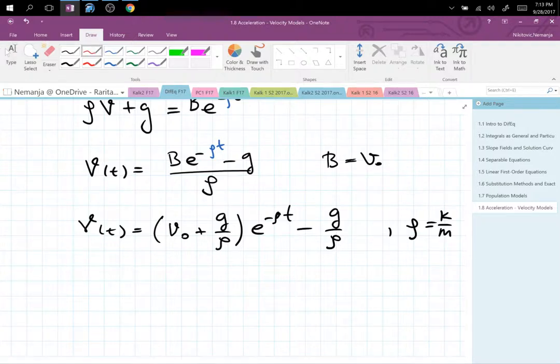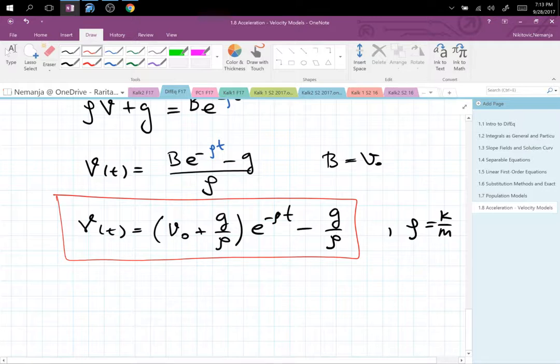So now this is the equation. And what we want to do now is take a look at something that's called terminal velocity.